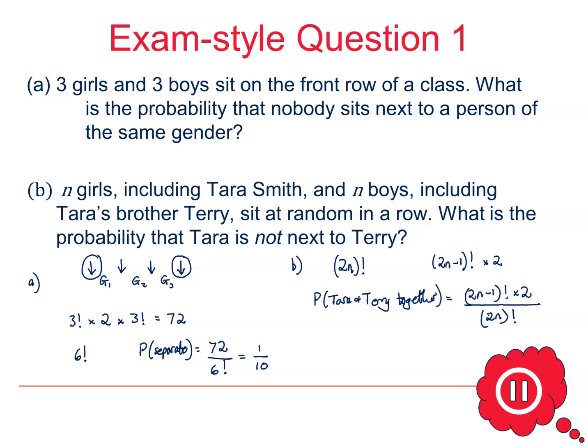So simplifying this, 2n minus 1 factorial over 2n factorial is 1 over 2n, and then I've got 2 there, so I've got 2 over 2n, which is 1 over n. So that's the probability that Tara and Terry are together. So the probability that Tara and Terry are separate is 1 minus 1 over n, which is n minus 1 over n.